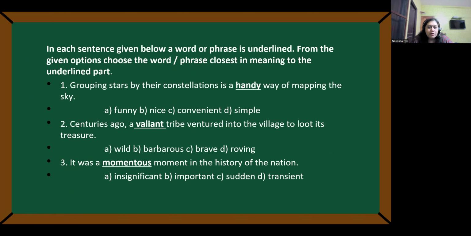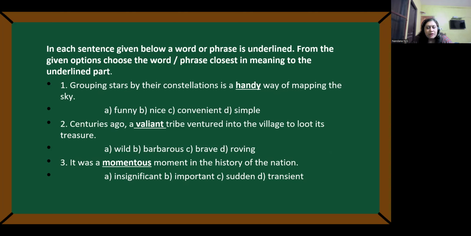Grouping stars by their constellations is a handy way of mapping the sky. The word that is underlined is handy. What is the synonym of the word handy according to this context? The answer would be C, convenient. That is something which is very easy.